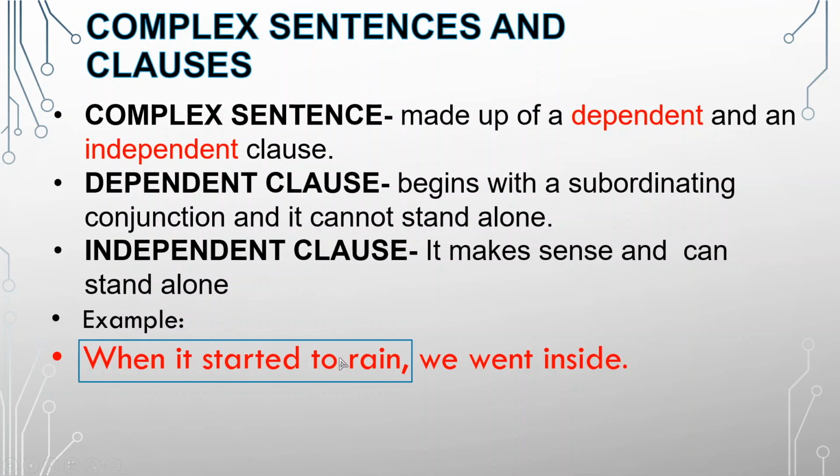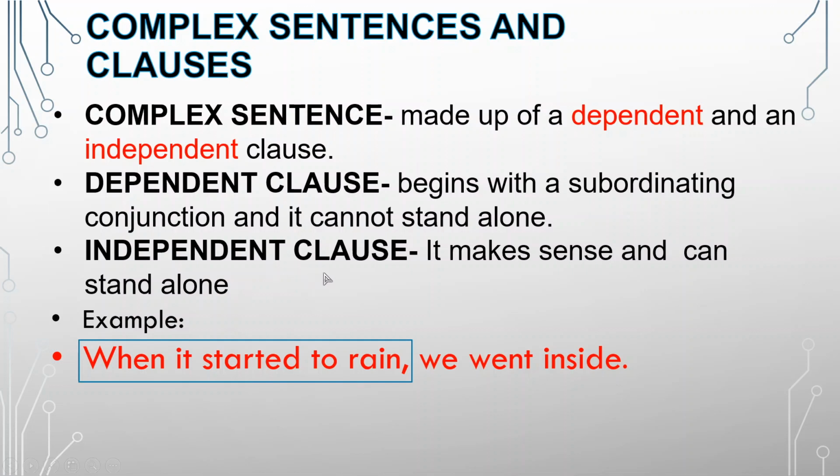So, when it started to rain, we read it again. When it started to rain. Now, question. Does it make sense? Can it stand alone? No, because this is a dependent clause. It cannot stand alone. It doesn't make sense. So if a group of words cannot stand alone or it doesn't make sense to you, it is automatically called a dependent clause.